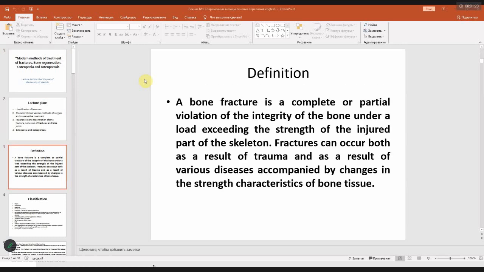Definition. A bone fracture is a complete or partial violation of the integrity of the bone under a load exceeding the strength of the injured part of the skeleton. Fractures can occur both as a result of trauma and as a result of various diseases accompanied by changes in the structure of bone tissue.